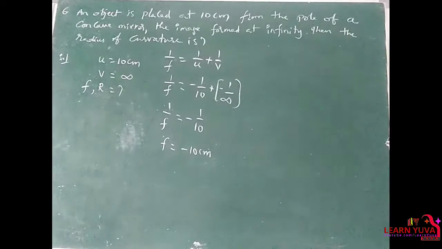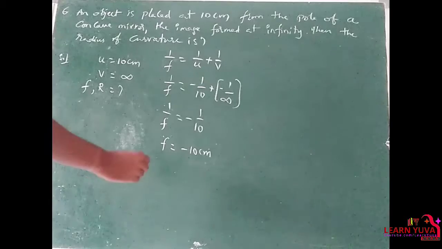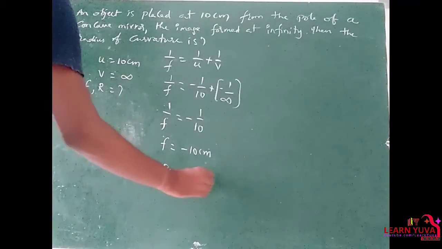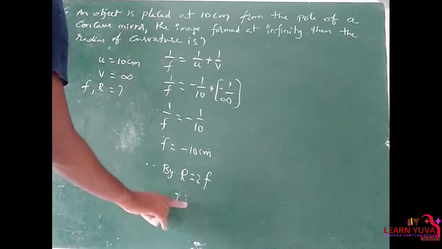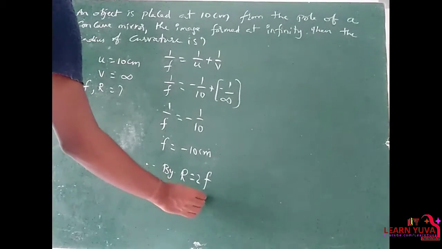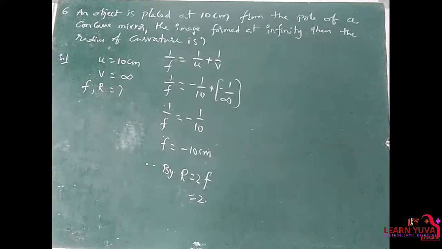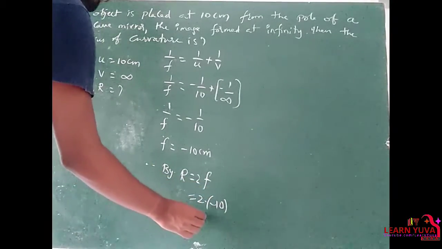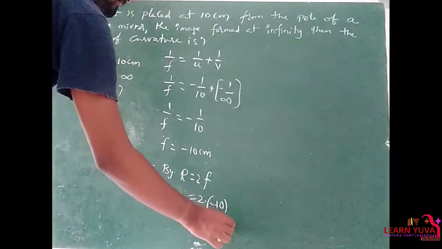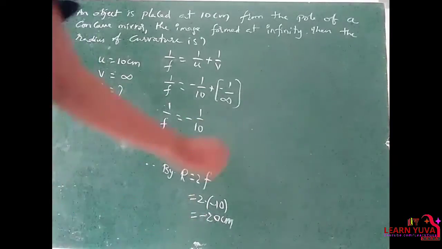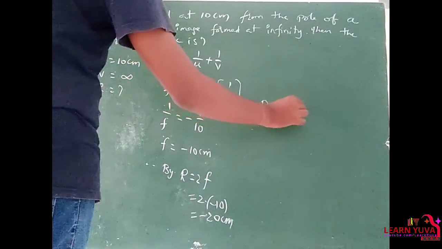That is the focal length. If the focal length is equal to minus 10, then we have to find r. By the formula r is equal to 2f, we can find r. So 2 into the f value minus 10 is equal to minus 20 centimeters. So minus indicates the opposite direction. So the r value is equal to 20 centimeters.